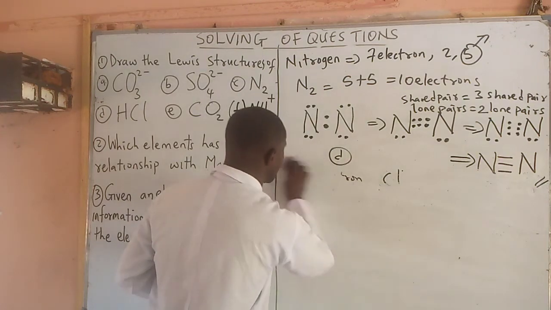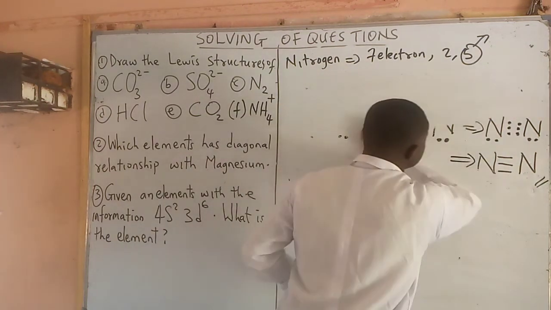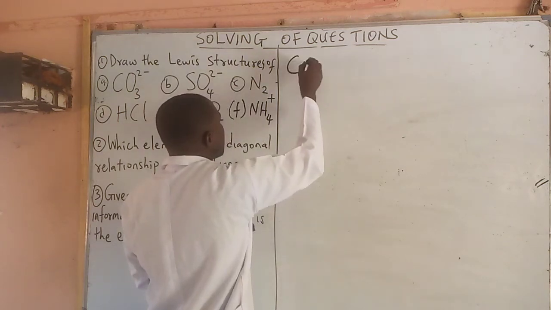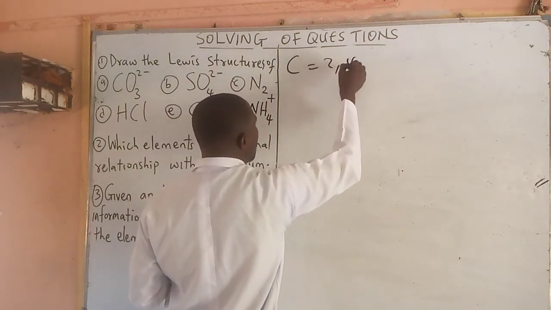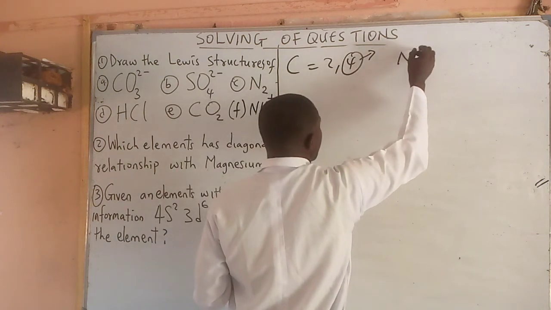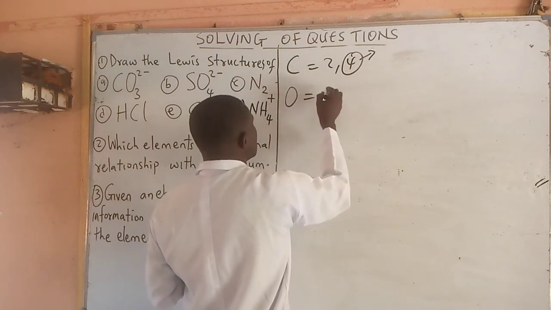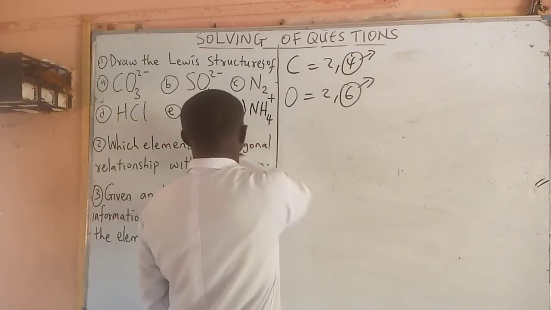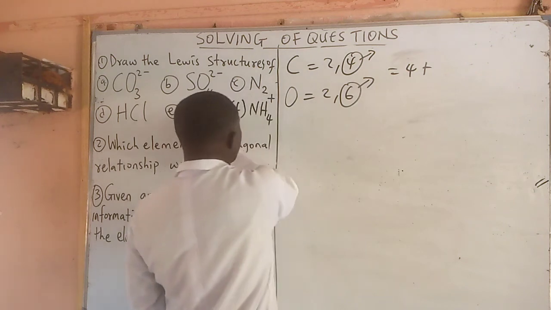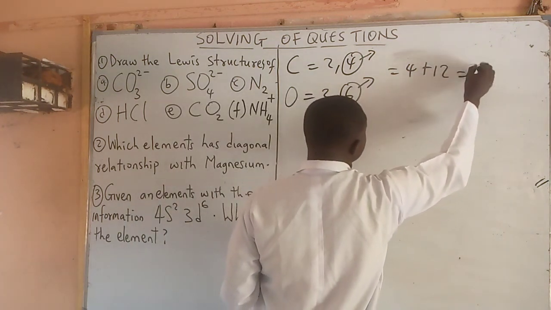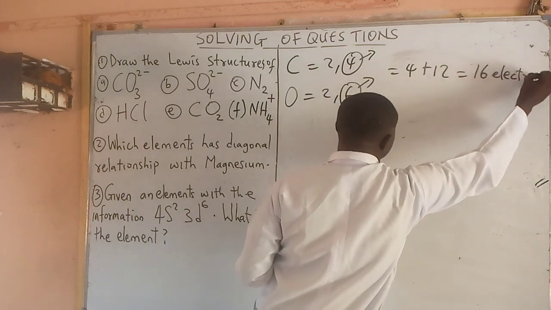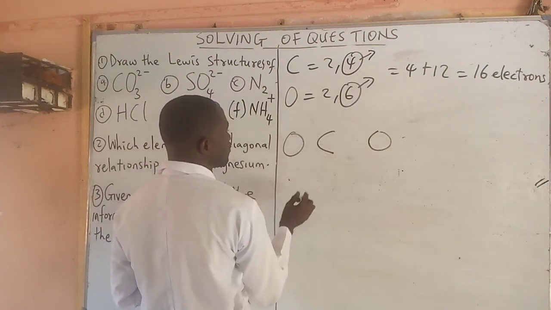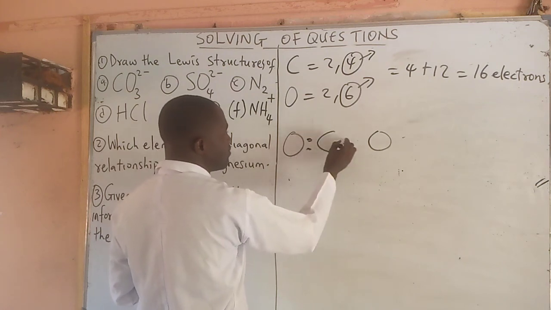For CO2, carbon dioxide, how do we draw it? To draw it, carbon has 6 electrons, that is 2, 4, so 4 outermost electrons. And oxygen has 8 electrons, that is 2, 6, so 6 outermost electrons. So what you now do is C means 4, plus the two oxygens, 6 plus 6, 12. That is 16 outermost electrons. The one that is less electronegative will be at the center. That is carbon. Put a pair of electrons in between.